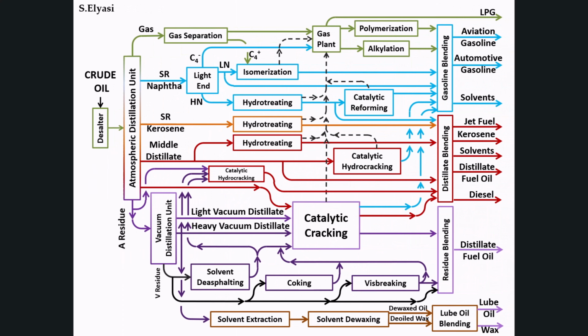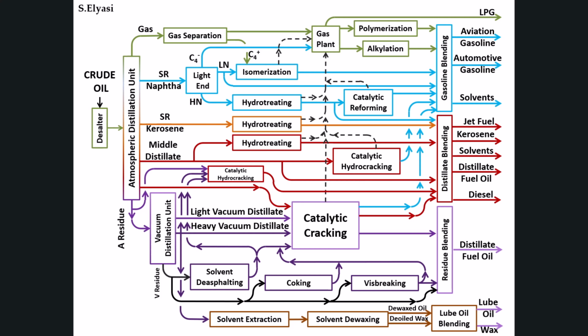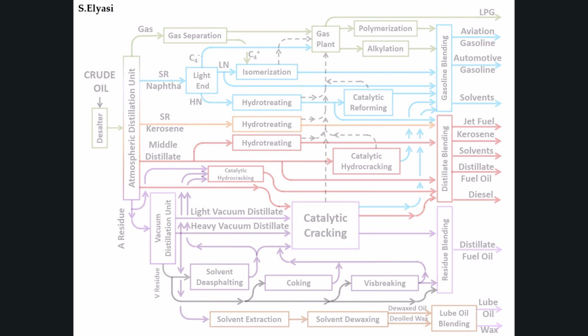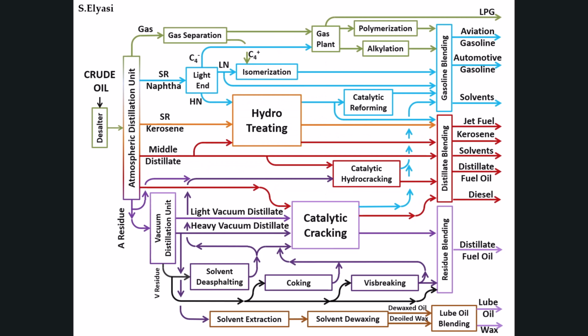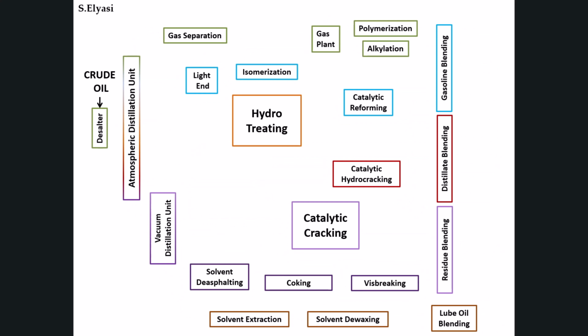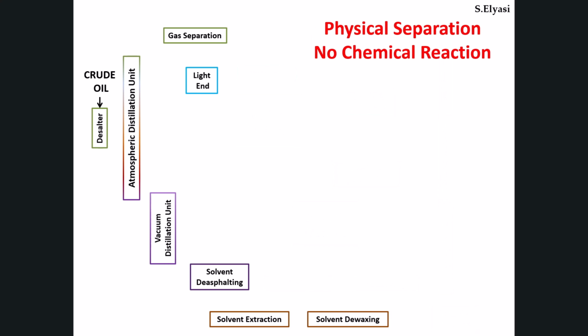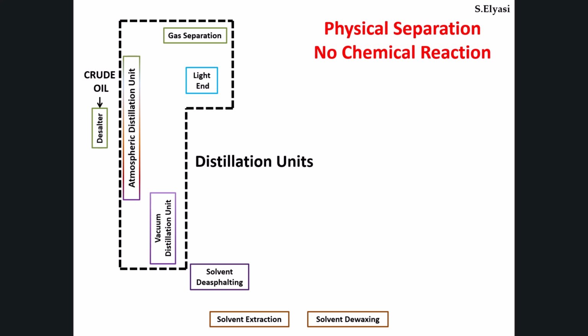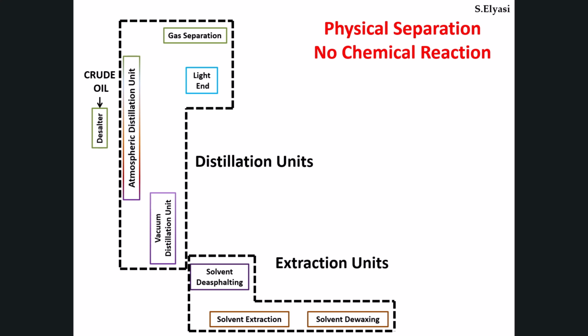Looking again at all units in the crude oil refinery, by combining the hydro-treating sections and focusing only on the units responsible for treatment and purification while removing unnecessary connecting lines, the diagram becomes much simpler and easier to follow. The first category is physical separation. The main unit operations in this category are distillation, including atmospheric distillation, vacuum distillation, and light ends and gas separation. Extraction, including solvent deasphalting, solvent extraction, and solvent dewaxing.